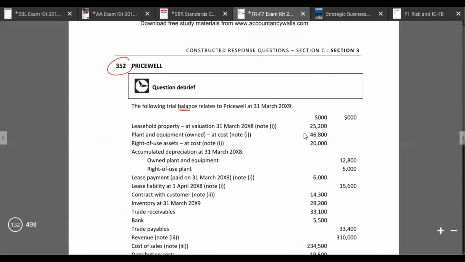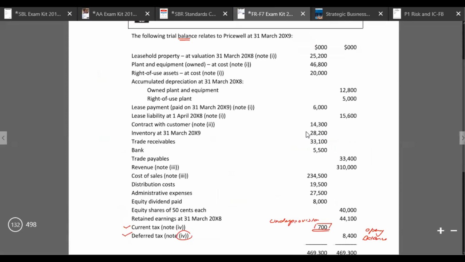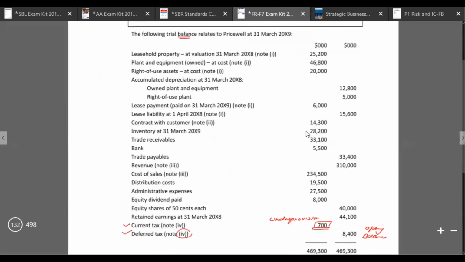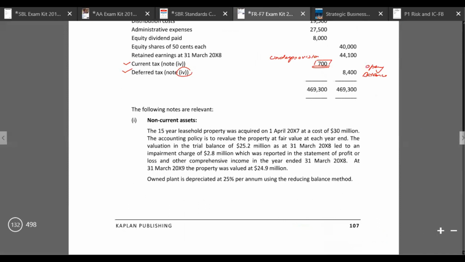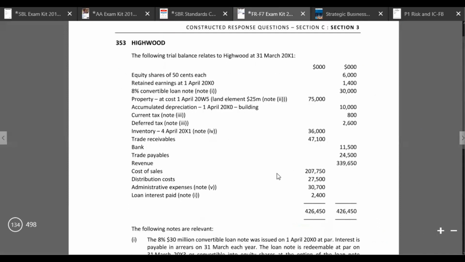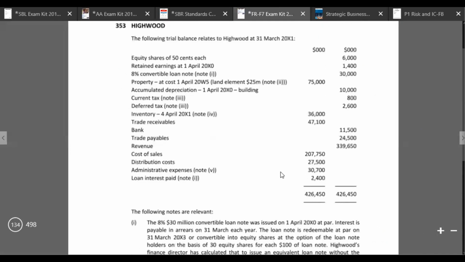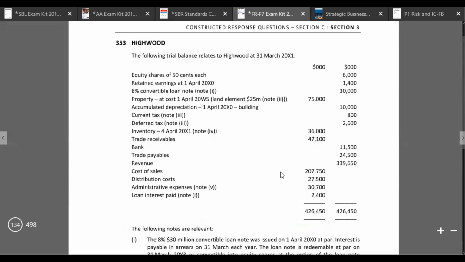Now on the next page, you have Pricewell, and I don't see this type. There's no financial instrument working in this question. Then you have Highwood. Yes, this is Highwood. This is question number 353. And here you go, 8% convertible loan note. Here you go, this is 30,000.